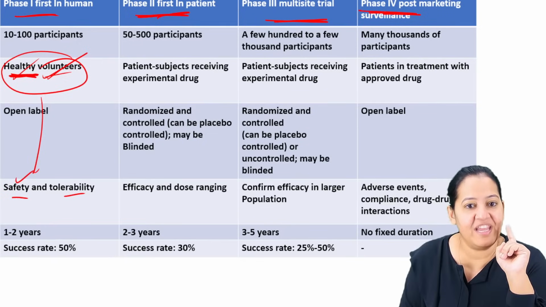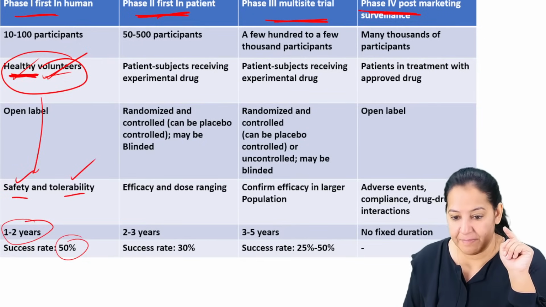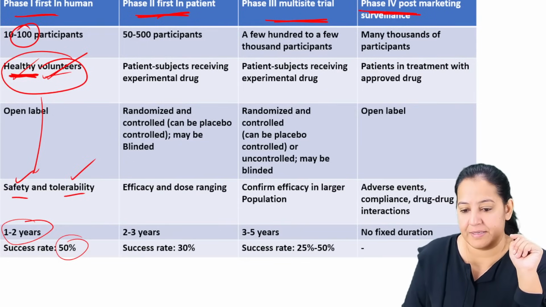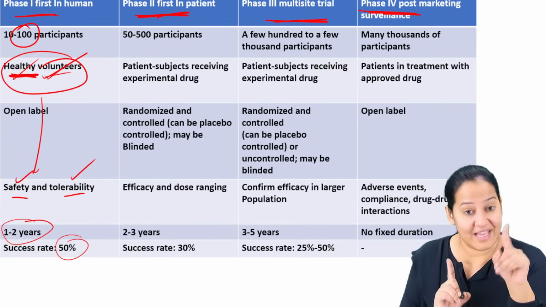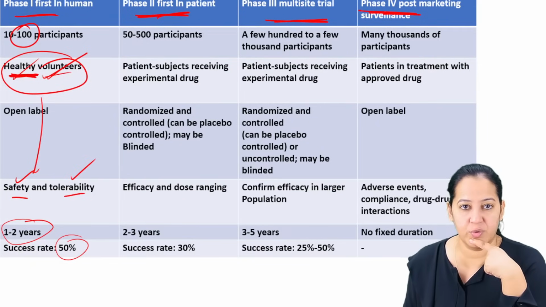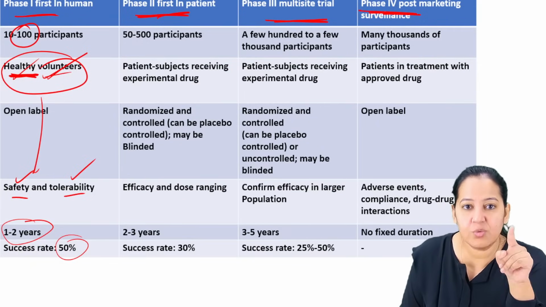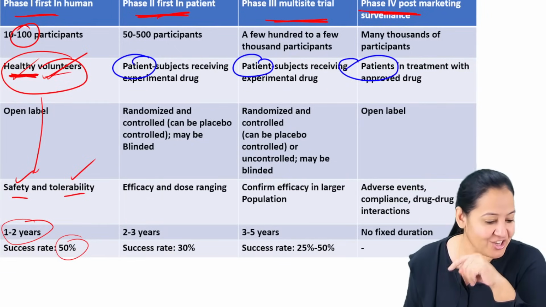And we check safety and tolerability of the drug here. It is done for 2 years, and the success rate is 50%. We do it on 100 participants, maximum 100. If we get success over here, the government, the ethics committee, will give you the permission to do the phase 2 trial. Phase 2 is done on the patients. Phase 2, 3, and 4 are done on the patients. That is our question right now.